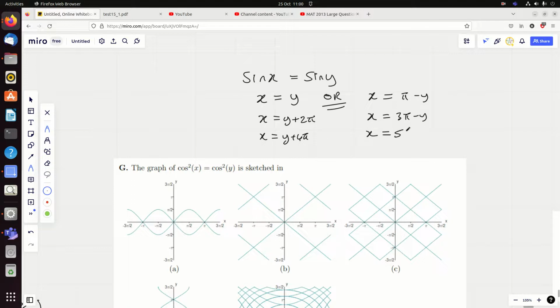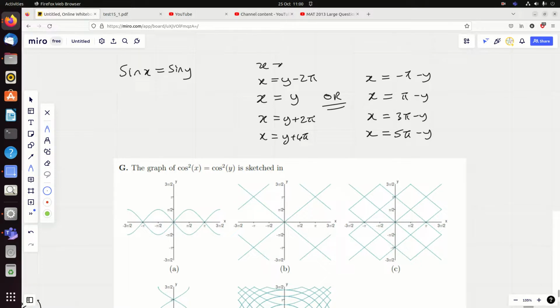So I'm just going to add multiples of 2 pi. And of course, I can take away 2 pi's as well. So x is minus pi minus y. Or if I go up here, let's move this question to the left a bit. But I hope you see the point I'm making here. Sine x equals sine y is not an easy graph to draw. It confuses people a lot.